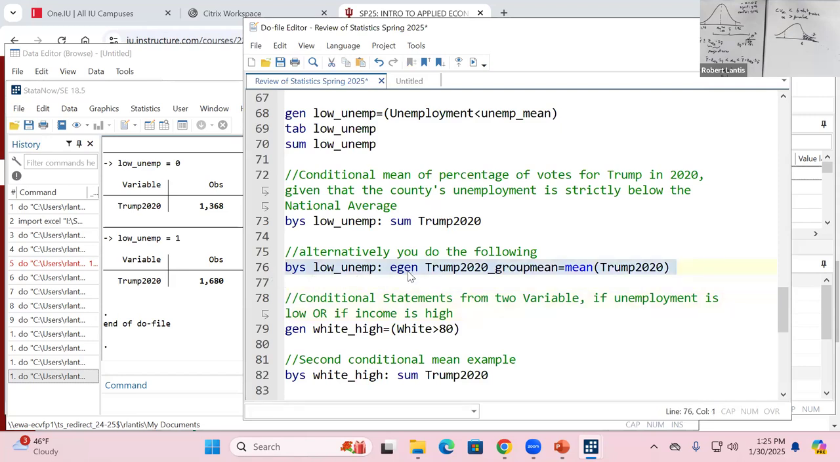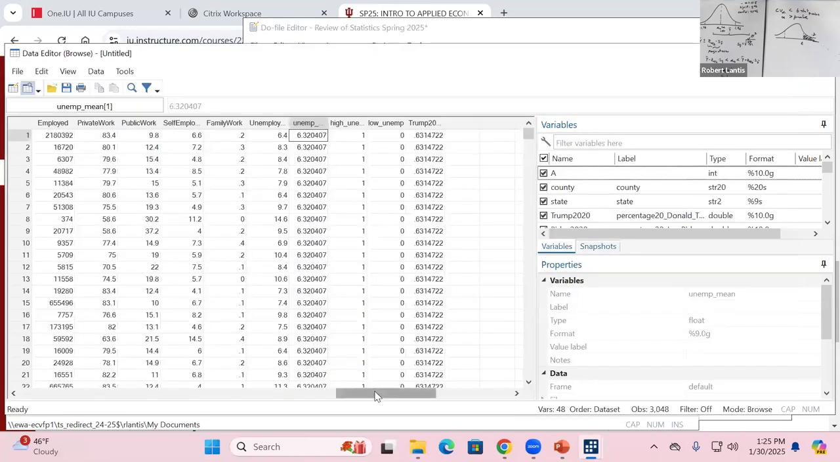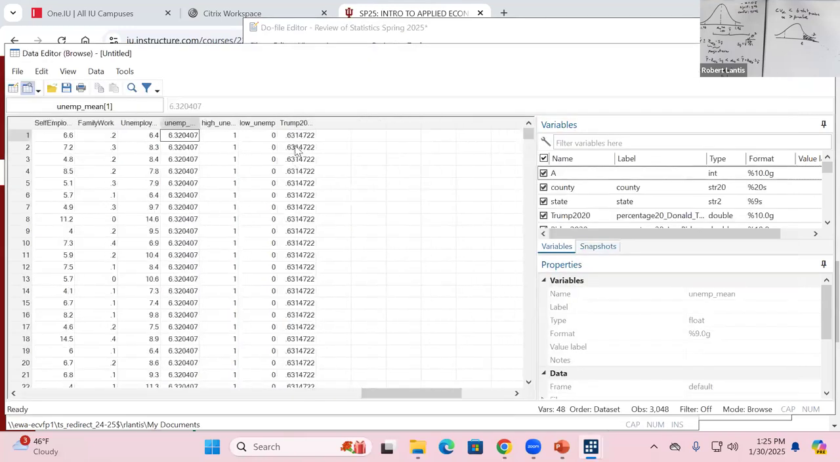Now, I can also use this by sort command when I'm creating variables. So I'm going to create a variable that basically calculates the mean of two groups. It's going to calculate the mean proportion that voted for Trump in 2020, but for low unemployment counties and for non-low unemployment rate counties. So if I do this, the only issue is, it runs this, I now have this variable. Notice it looks like it's all the same, but that's because all of these were low unemployment rate counties.